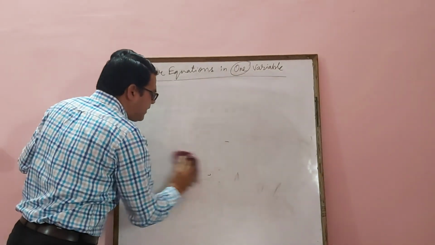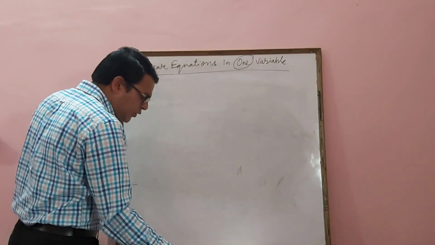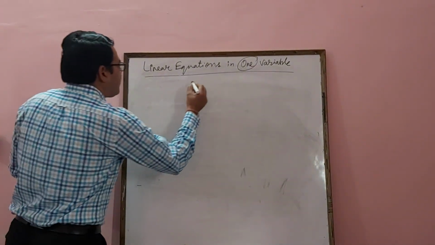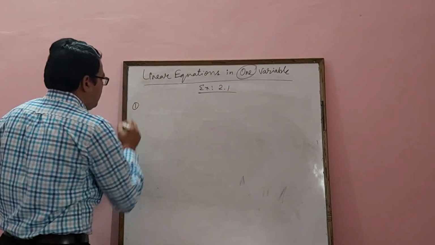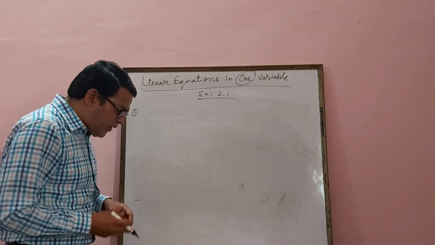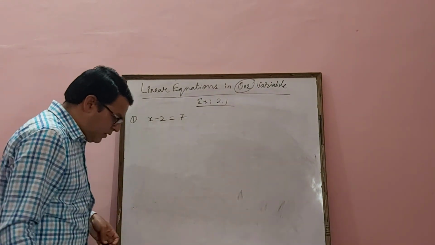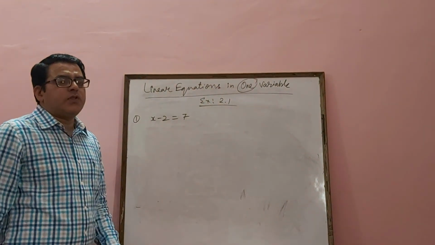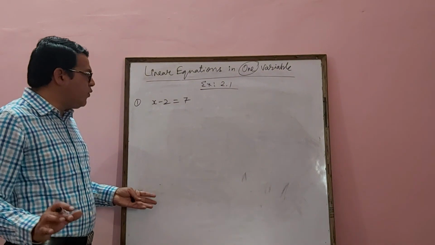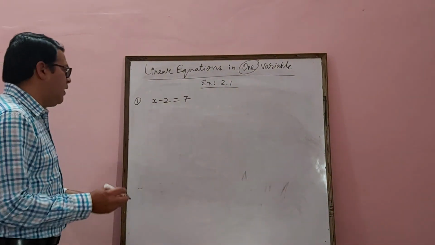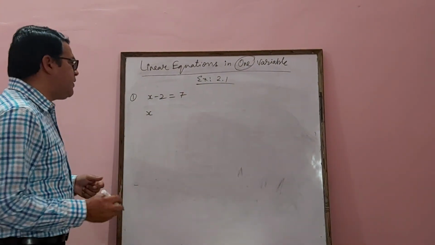Now we will take some examples from your exercise and we will solve these questions. I am taking Exercise 2.1 here and solving the first question. The question is: solve the following equations. The equation is x minus 2 equals 7. No method is mentioned there. It means you can use any method to solve the equation. I am using the second method, the transposing method, here.